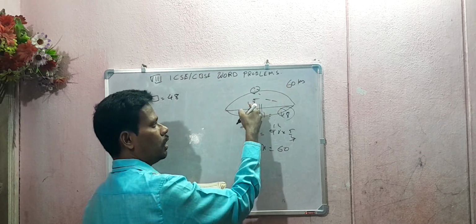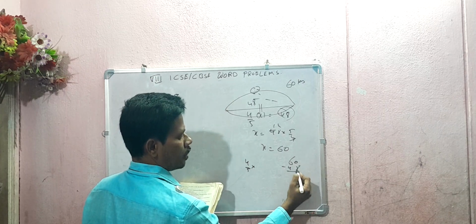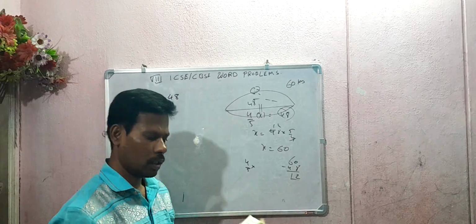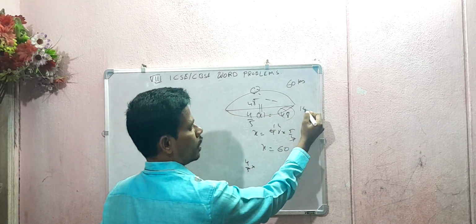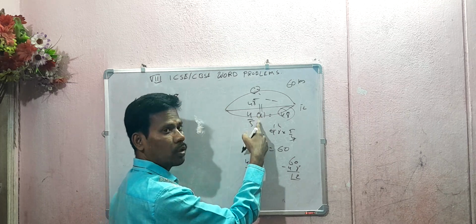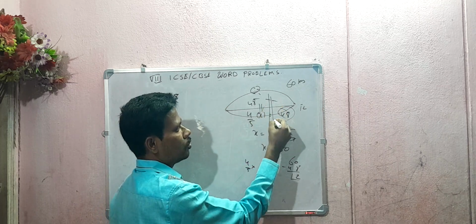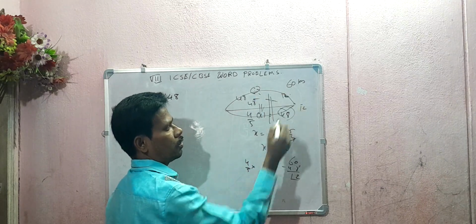So total is 60. How much remaining? 60 minus 48, 12 kilometers. So how much journey is still left over? 12 kilometers. Total is 60. He has travelled 4/5 by scooter, so this is 48 kilometers. This is 12 kilometers.